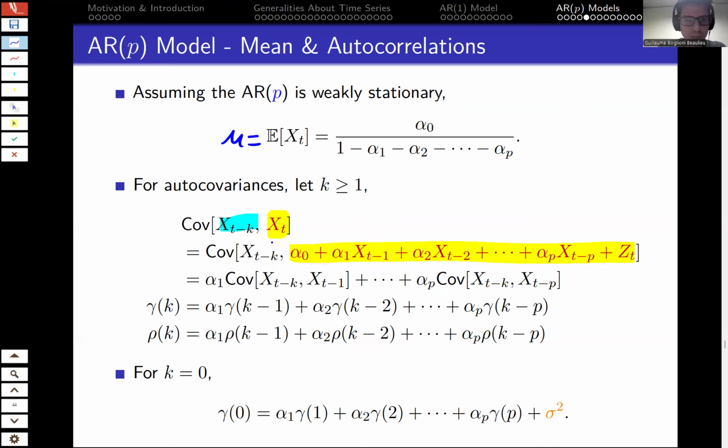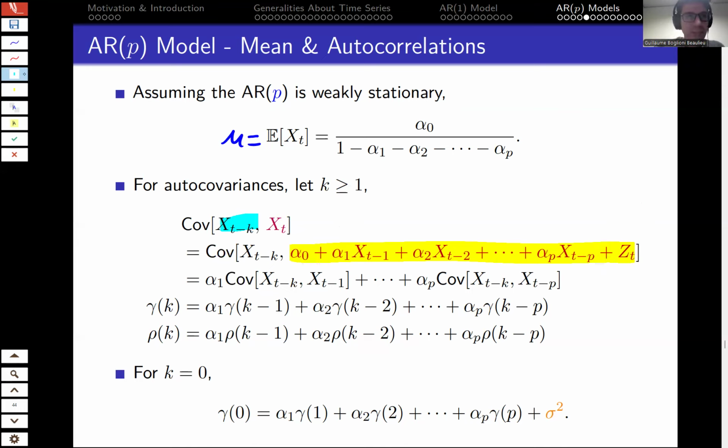Of course, the covariance between x_{t-k} and z_t is 0, because z_t is in the future compared to x_{t-k}. So x_{t-k} doesn't contain any z_t. z_t is a white noise. It's not correlated with x_t, or x_{t-k}.